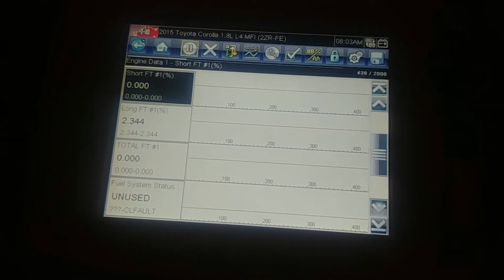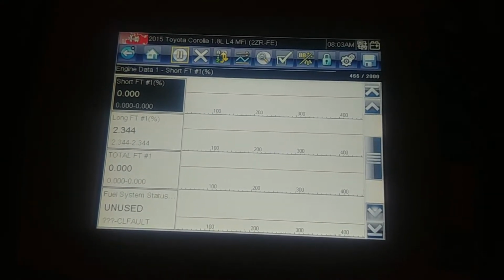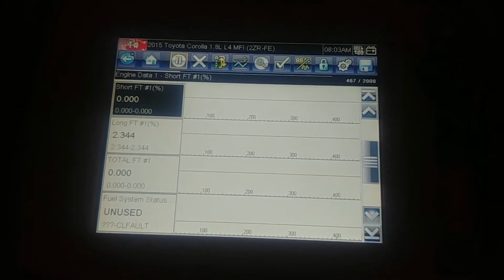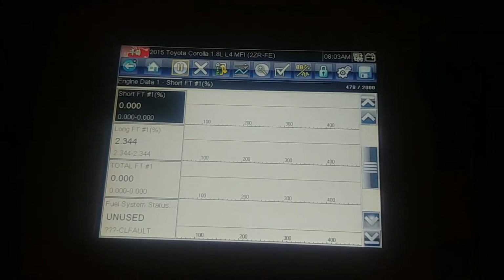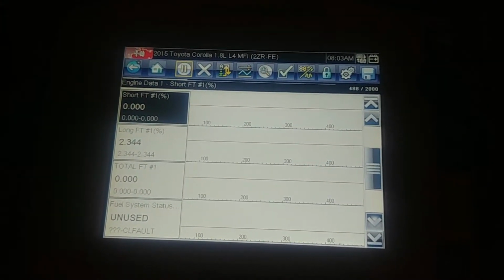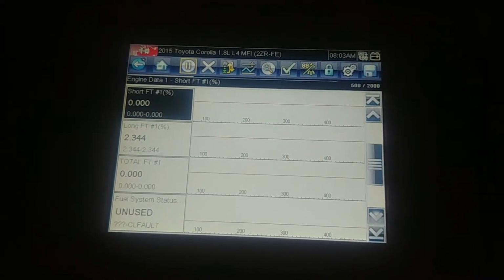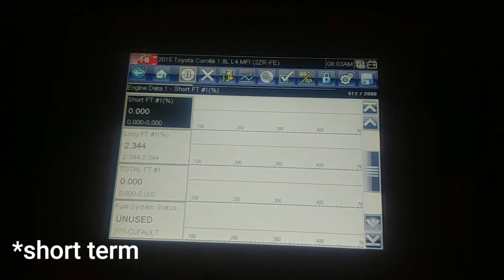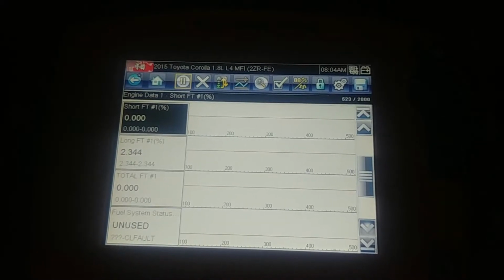Let's talk about fuel trims really quick. Short-term is immediate changes. Long-term fuel trim is based off of the short-term fuel trim over a period of time. So if the short-term fuel trim is at 20 and it's sustained there for more than a minute, long-term fuel trim is going to go up to 20, and that's going to be where the base reading is. Then the short-term fuel trim is going to go back to 0, and it's going to add more or less based off of that long-term fuel trim.